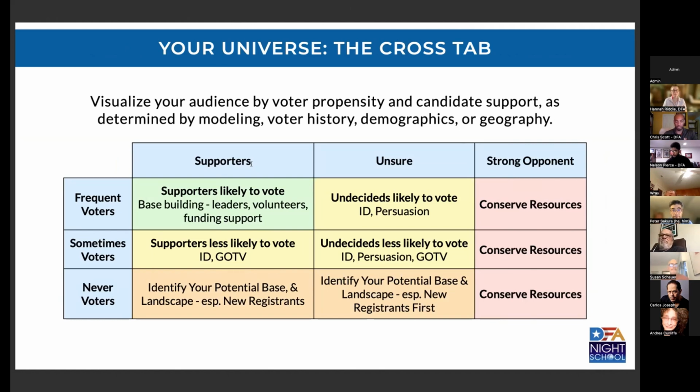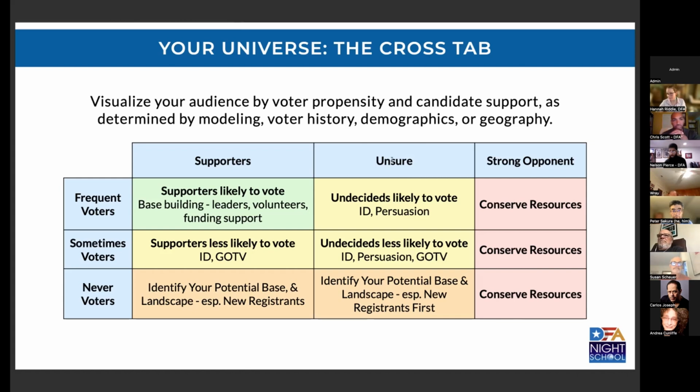base building. They're going to be the leaders of your volunteer groups. They're going to be people who knock your doors, do phone calls for you, and people that you look to for donations and funding support as well. So that is your bread and butter. Those are the people that you're engaging early so that they can be involved in the campaign, and then you're engaging them again late so that they remember to vote.